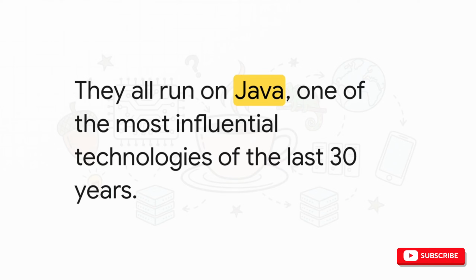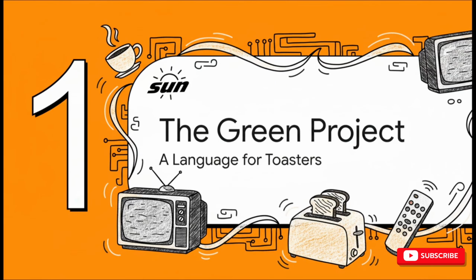It's one of the most influential technologies of the last 30 years, but its journey to the top was anything but a straight line. To really get how we got here, we have to go back, way back, to the early 90s, to this kind of secret team at Sun Microsystems called the Green Project. And their goal? It had nothing to do with the internet. Nope. They were trying to build the next big thing in smart consumer electronics. Interactive TVs and, yes, even smart toasters.